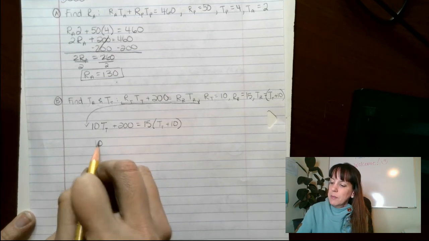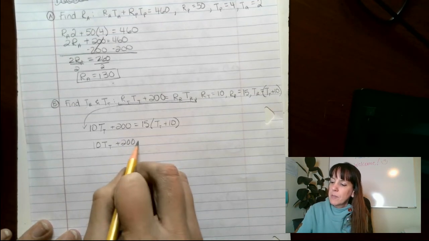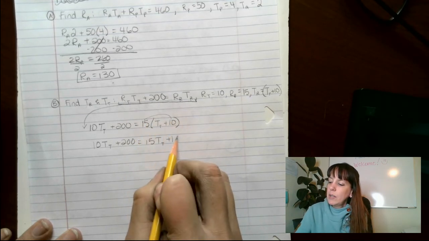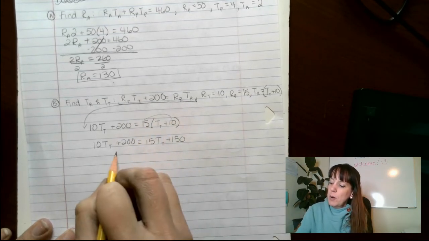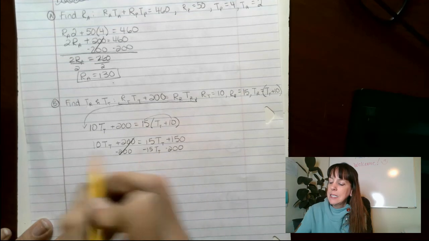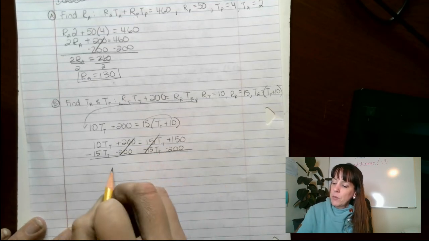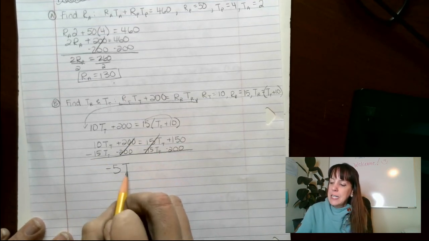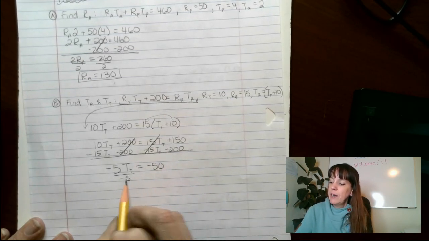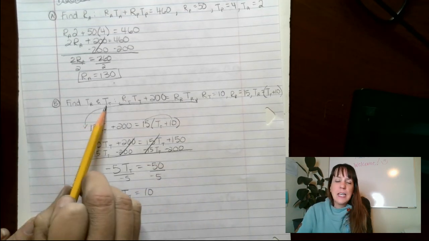Let's just distribute. 10 TT. Again, I'm skipping lines. You don't have to do that in your homework. It's just so that I can see what I'm doing to make it a little easier. So 15 TT plus this times this would give me 150. So I'm going to minus 200 here, minus 200 here. That'll cancel out. Minus 15 TT, minus 15 TT. So what we're getting is negative 5 TT equals negative 50. Divide those both by negative 5. TT equals 10.